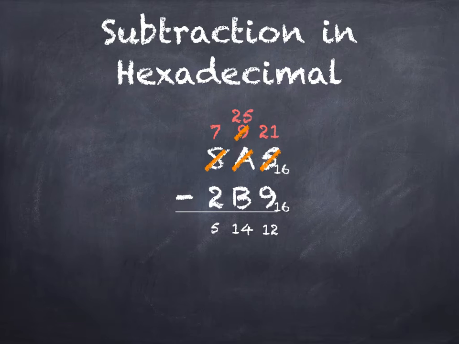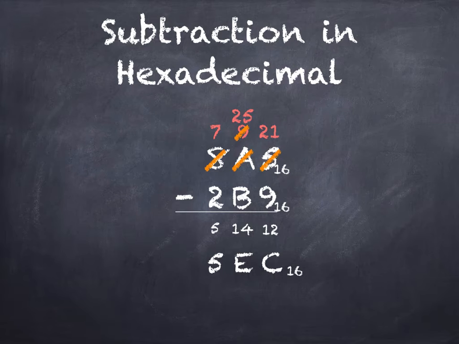Now, the answer is not 5, 14, 12, but rather we just need to write down the equivalent hexadecimal numbers, which are 5, E, C, and affix the base. So your answer is 5EC in base 16.